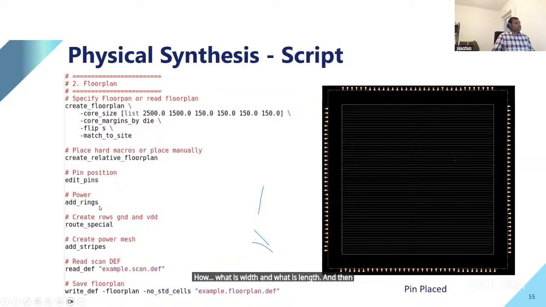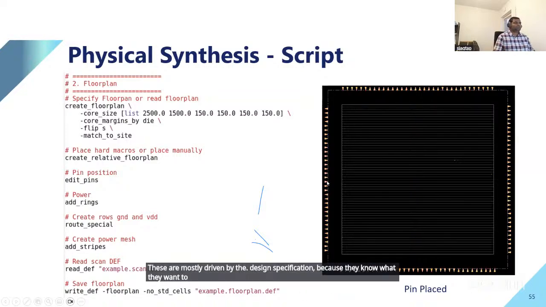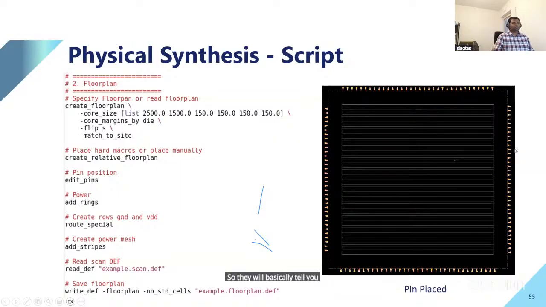And then using edit pin, you will place the pins. These are mostly driven by the design specification because they know what they want to do on the PCB board with this chip. So they will basically tell you where this pin should go, left side, right side, top or bottom. And then you will add power ring.